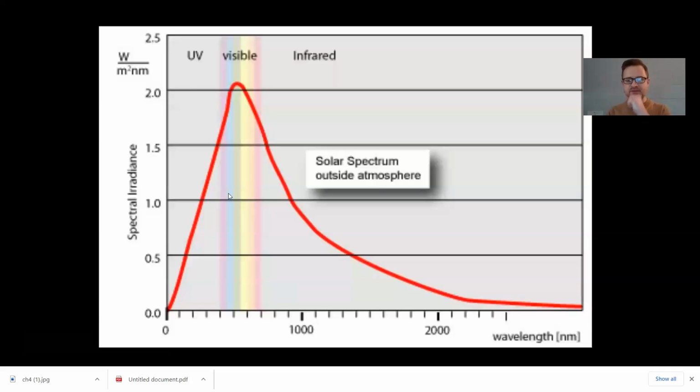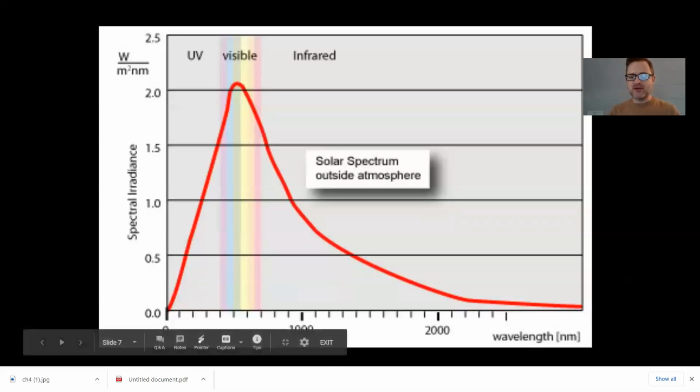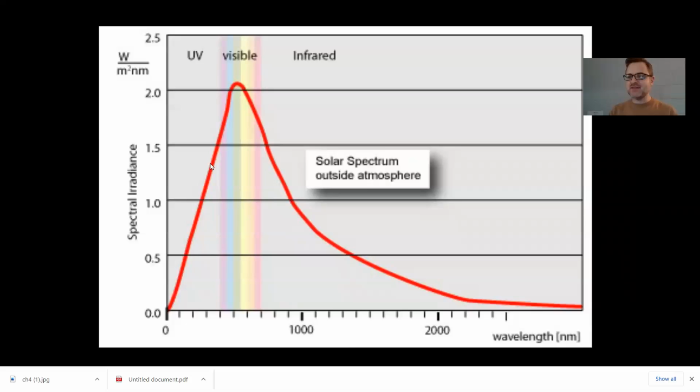Okay, so this is an interesting graph. This is showing the light given off by the sun. The wavelengths here are in nanometers, right? So this is looking at the sun outside the atmosphere. The atmosphere blocks and scatters and absorbs. It screws with the light, right?